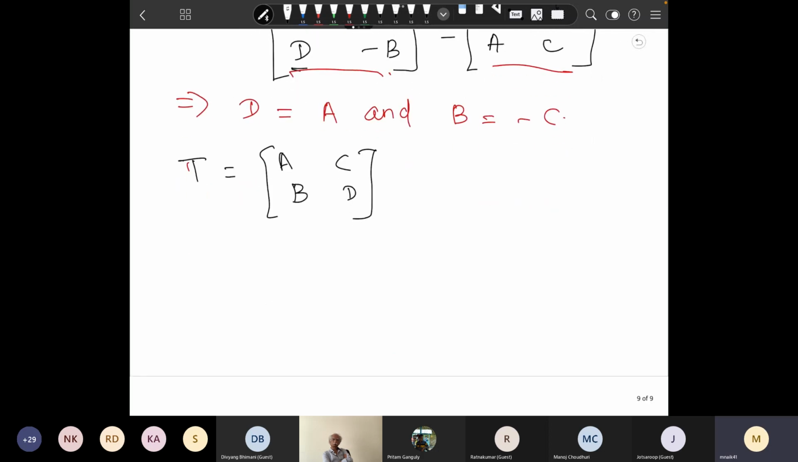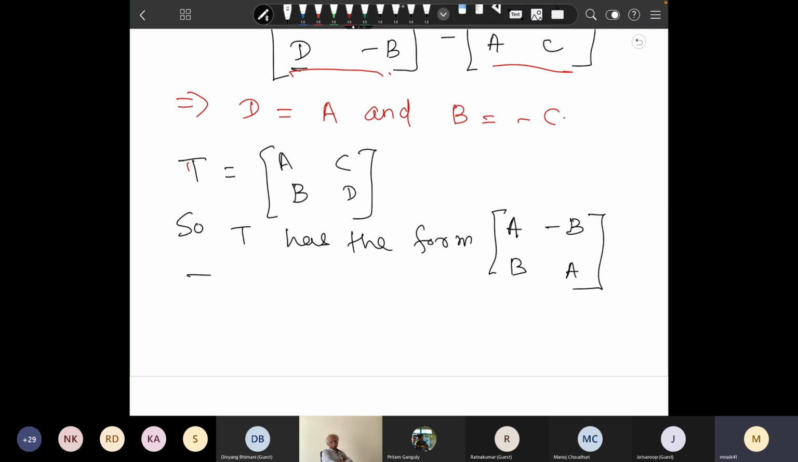So T has the form A, B, C is equal to minus B. So minus B, D is equal to A. Okay. So T is of the form Z of A plus I. So I can write this sign like that.